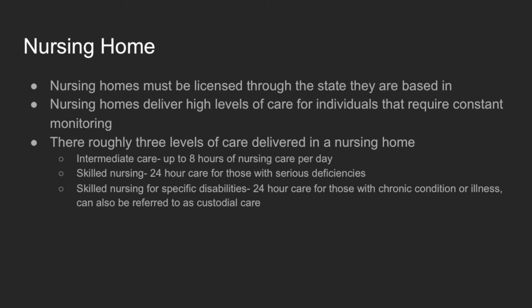The next we have nursing homes. Nursing homes have to be licensed through the state that they're based in, and they deliver high levels of care for individuals that require constant monitoring. There are about 3 different levels of care delivered in a nursing home. First, there's intermediate care, which provides up to 8 hours of nursing care per day. Then there's skilled nursing, which offers 24 hours of care to those with serious deficiencies. And then skilled nursing for specific disabilities is basically 24 hours of care for those with chronic conditions or illnesses, and it can also be referred to as custodial care.